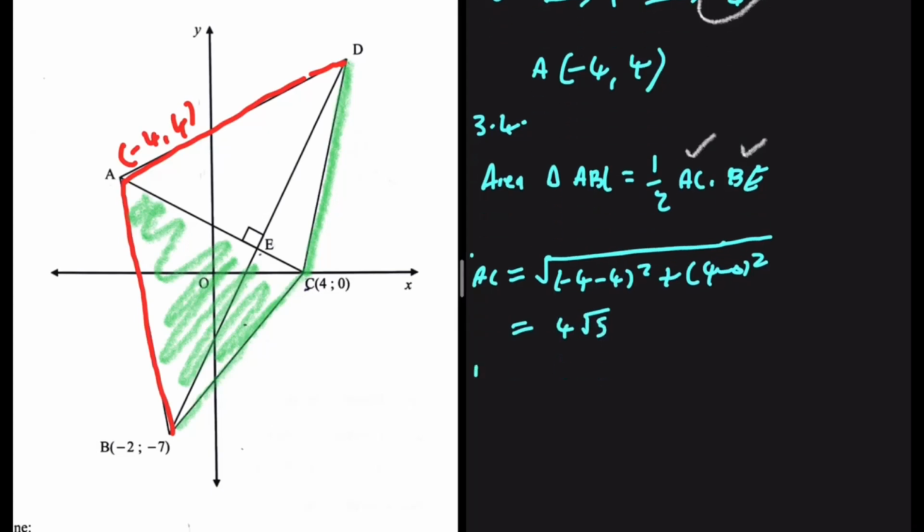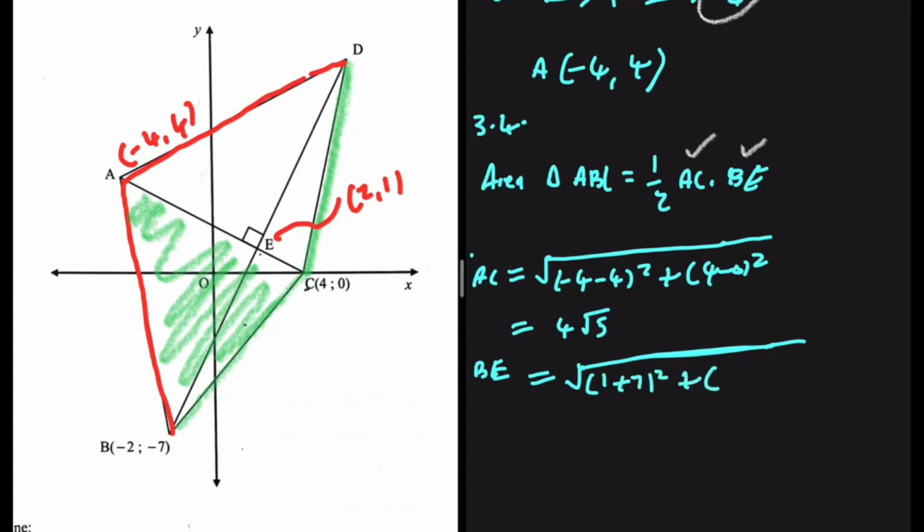Now let's calculate BE. BE will be equal to the square root of, we're looking at BE. Let's take E as our second point. So the coordinates of E, we have 2 and 1. Let's not forget. So y2 is 1 minus y1, which is minus 7. So we have plus 7 squared. Plus x2. x2 is 2 minus x1 minus 2. So we have 2 plus 2 squared. If you put that in your calculator, you're going to get 4 square root of 5.